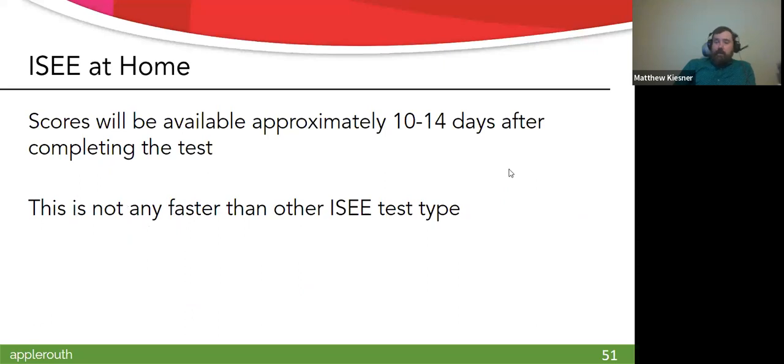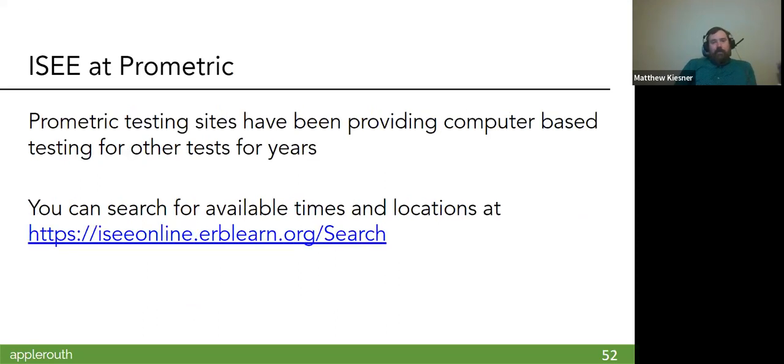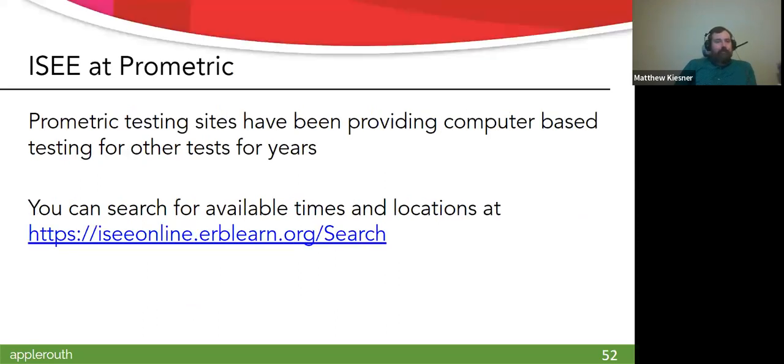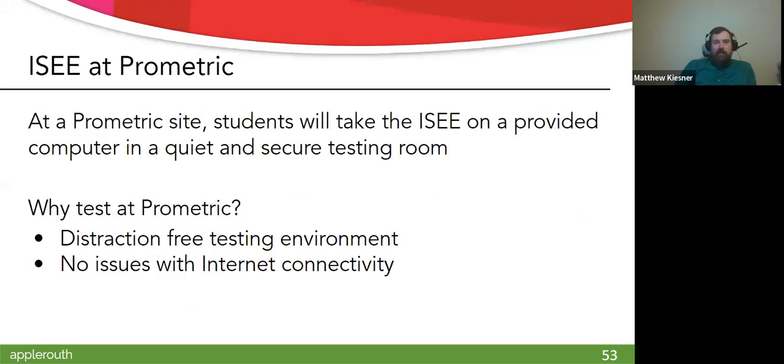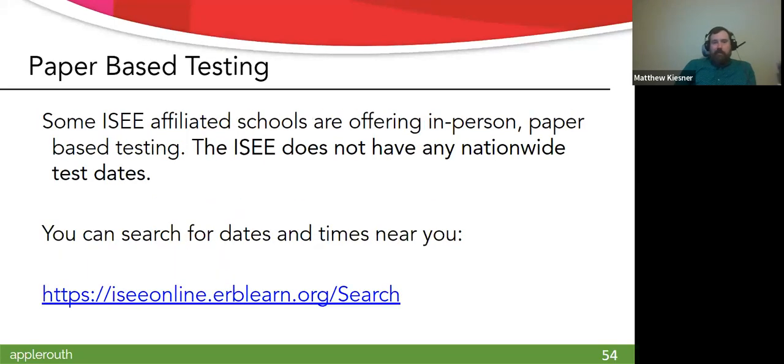Schools get scores back in 10 to 14 days. So the SSAT is a little bit faster, but this is not really any faster than the normal SSAT or normal ISEE, all the acronyms. And then Prometric again: you go and you test. It is the same. These slides are basically redundant.